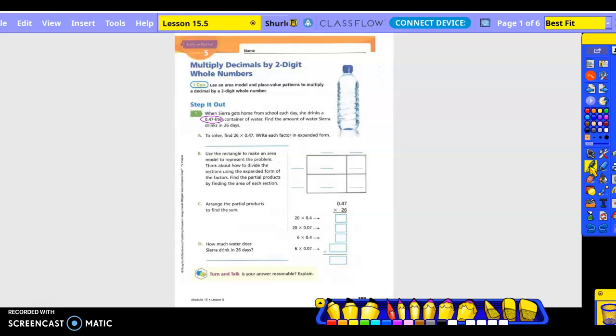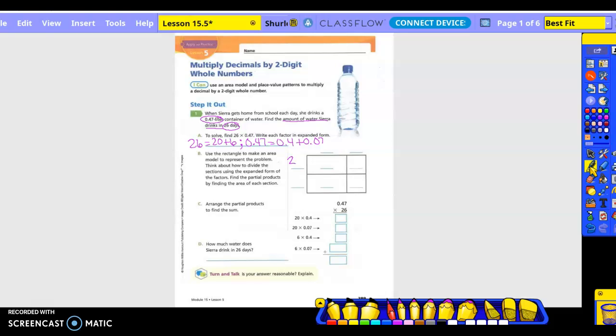So, here are our numbers. Then they want to know the amount that she drinks in those 26 days. So to solve, find 26 times 4,700. Write each factor in expanded form. So 26 would be what? So it equals 20 plus 6, right? Okay. And then 4,700 equals what? 4/10 plus 700, right? Okay, so now we're going to break those apart into what we just used.